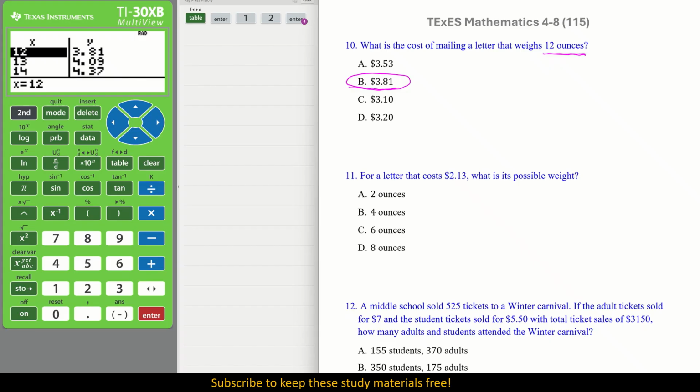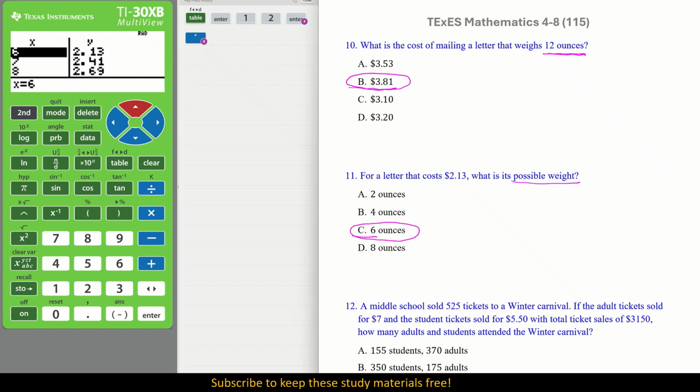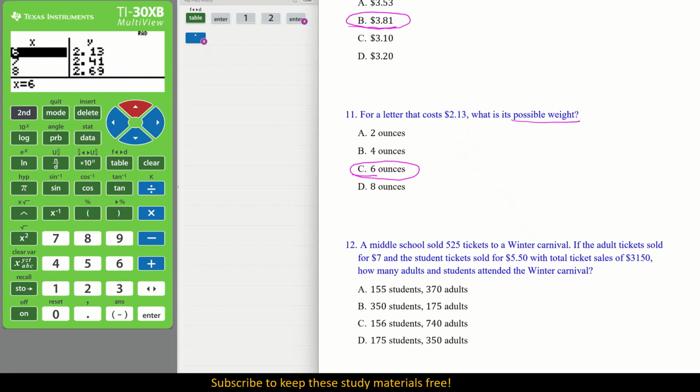Now let's look at 11. For a letter that costs $2.13, what is its possible weight? Well, just arrow up and let's see how close we can get. We actually don't get close. We get right on the value. And it's actually 6 ounces, option C. That's really convenient. Our calculator actually helps us quite a bit. Nice. Okay, all right, let's go to number 12 here.